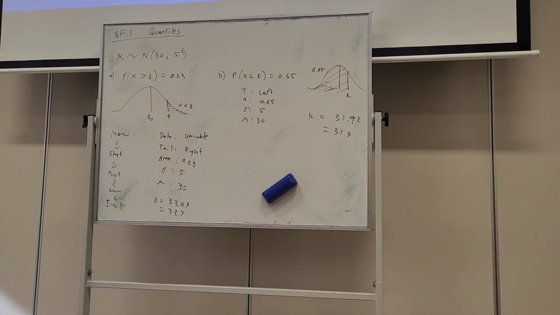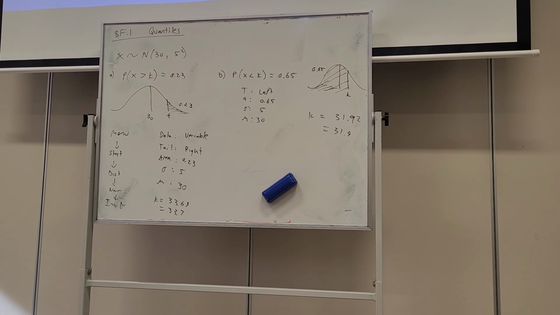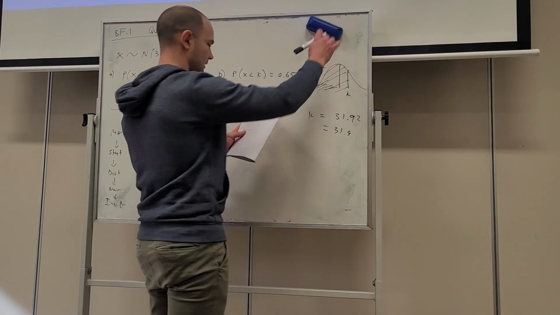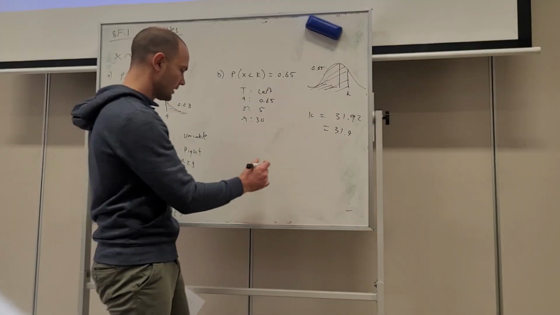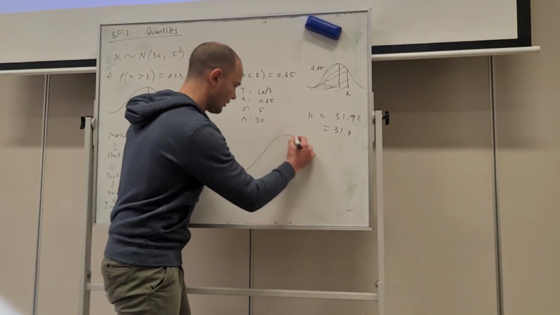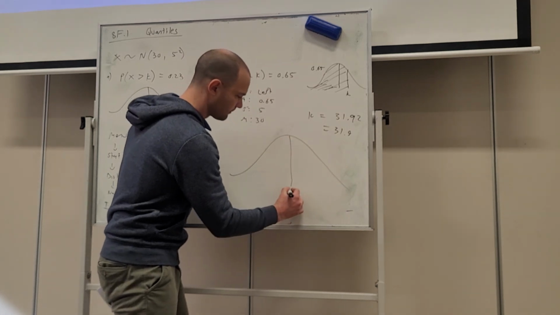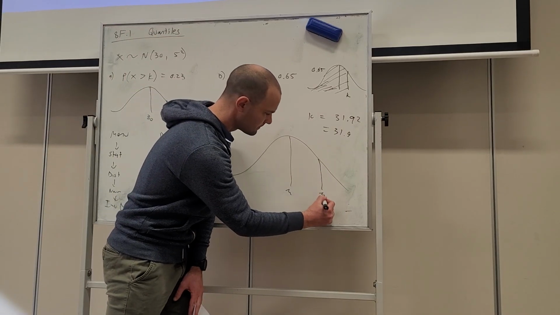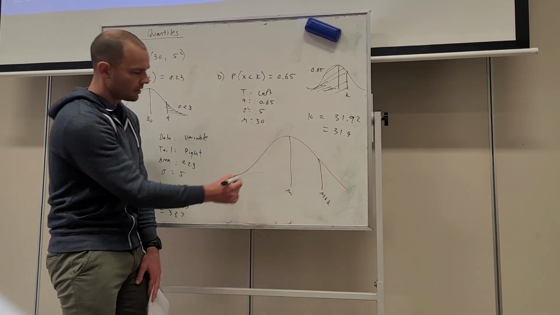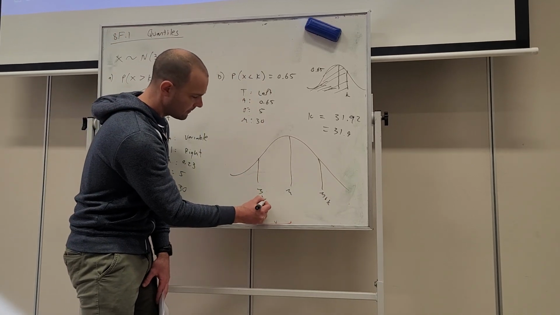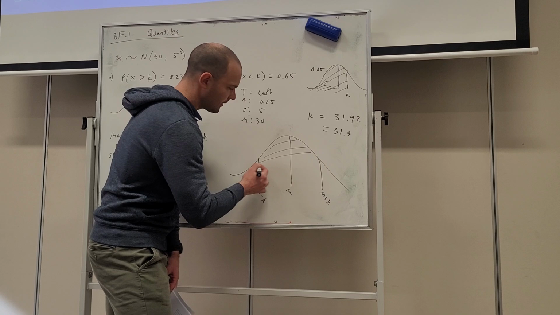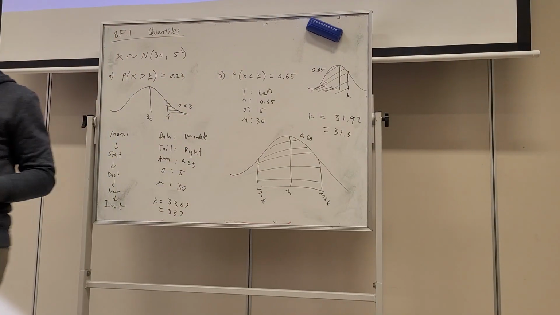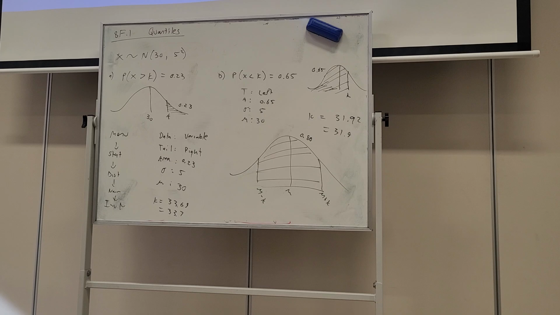Okay, C says find the probability that the mean take away k is less than x is less than the mean plus k is equal to 0.8. So here's the mean, and then we have the mean plus k, some value of k, we don't know what it is. We have the mean take k, and we have this area is equal to 80%. So this time we're going to set our tail as central.